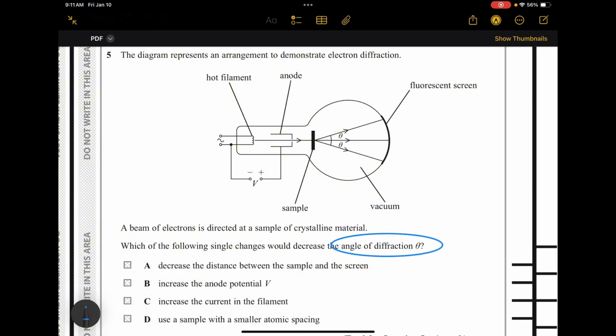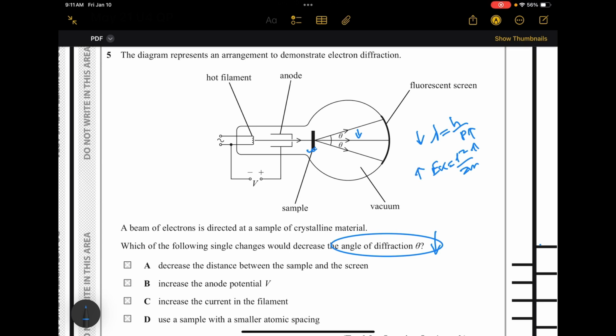We know when an electron is passed through this sample, it is diffracted. So we will try to decrease this diffraction. We know in order to decrease this diffraction, according to the formula, lambda equals h by p, we have to decrease the value of wavelength, and in order to decrease the wavelength, we have to increase the momentum. Now we know kinetic energy equals p squared by 2m. So in order to increase the momentum, we have to increase the kinetic energy as well.